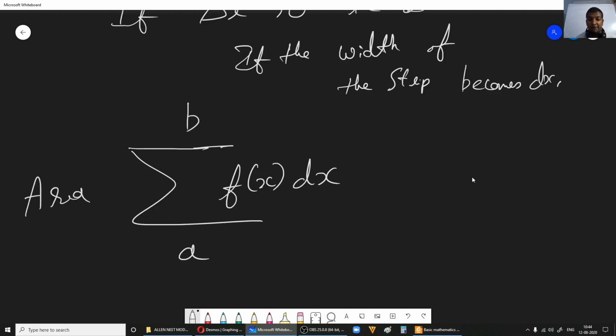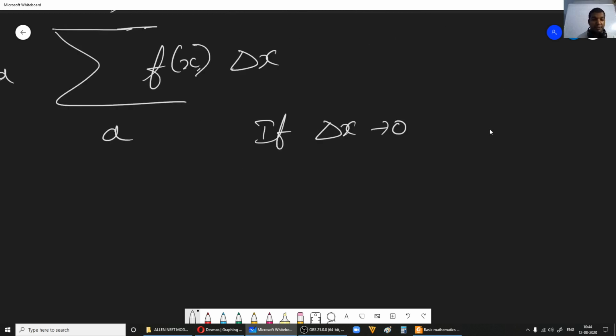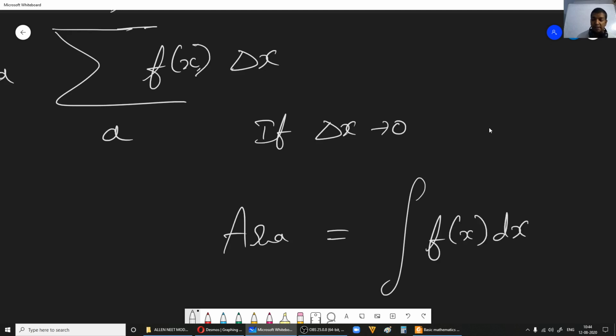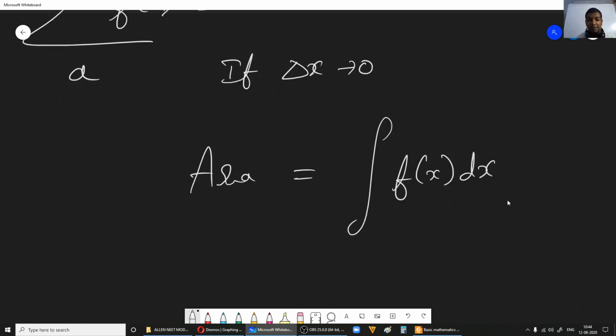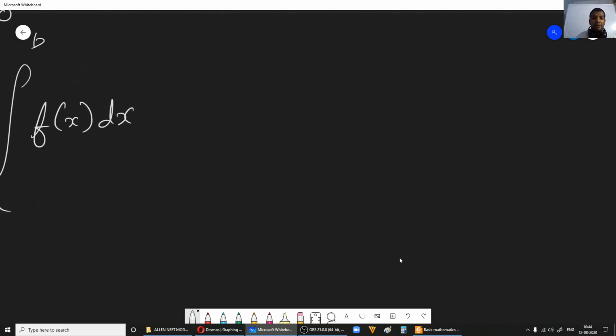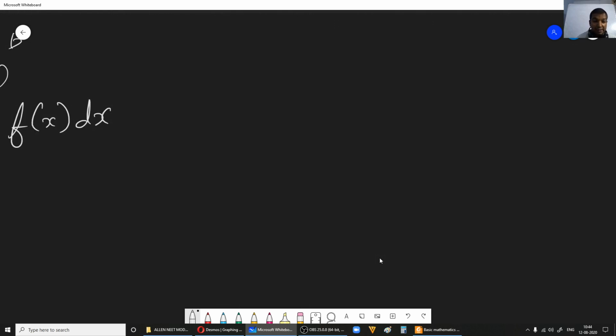Now if delta x tends to 0, then the summation can be written as an integration. The area will be given as the integration of f of x dx between the limits a and b. Now here let us try to understand this expression again.